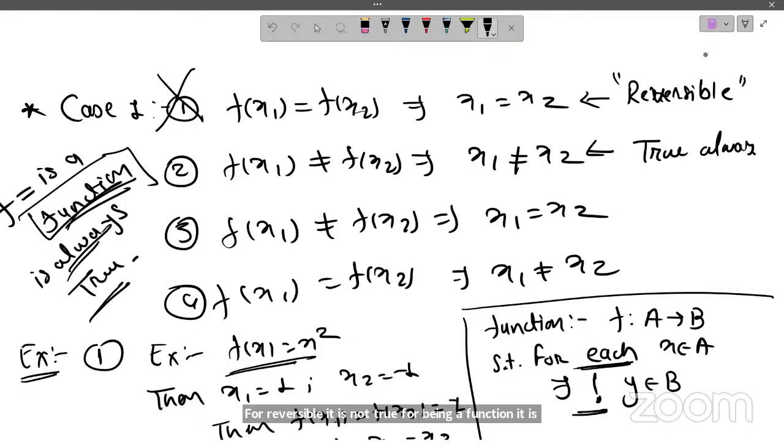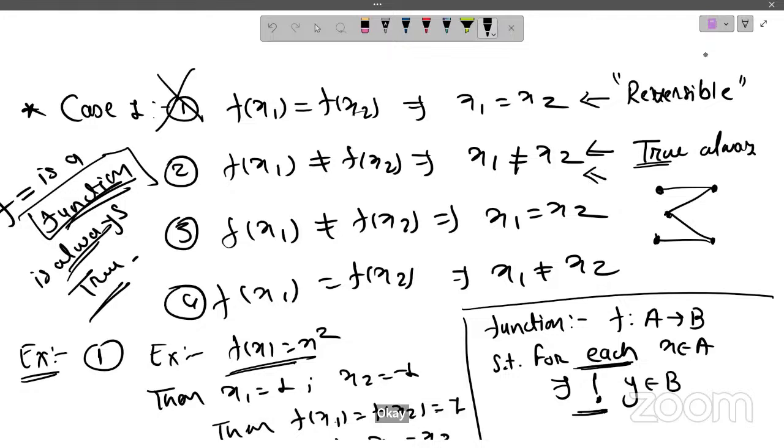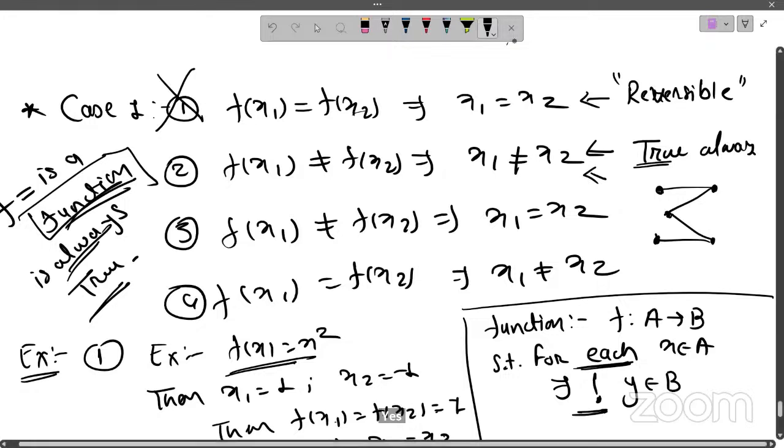If you want, you mean the second statement? The second statement should be given for reversible, because if you have two distinct images, then, sorry, that's why I'm telling that it's true. Now there are two cases here. One, is it a function? The other one, is it reversible? Yeah, it is a function, but it is not reversible. That's why I'm saying. Okay.